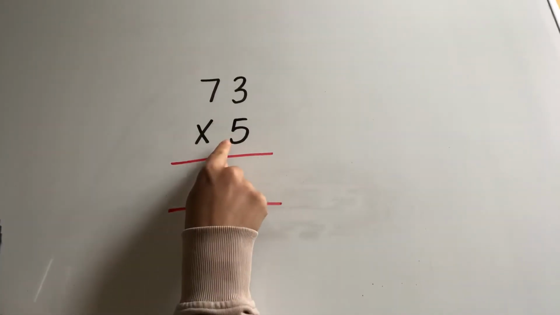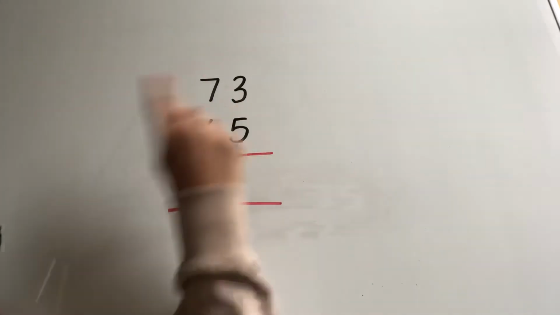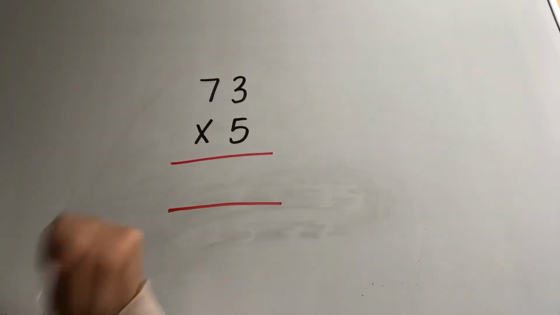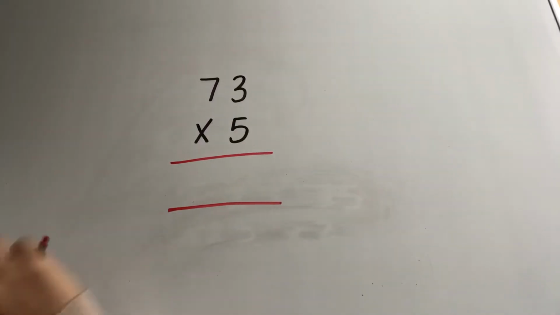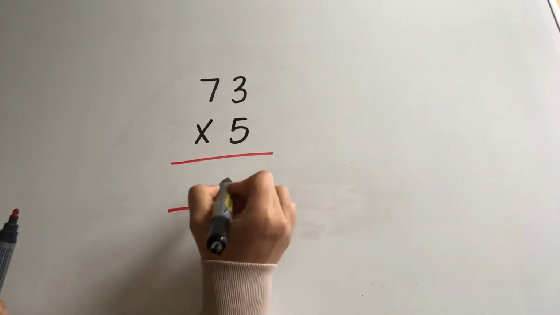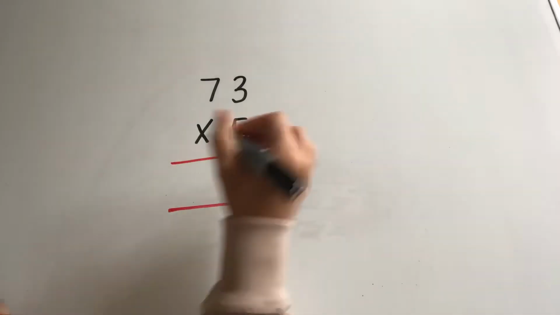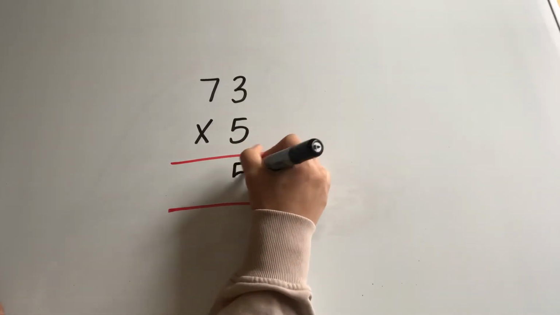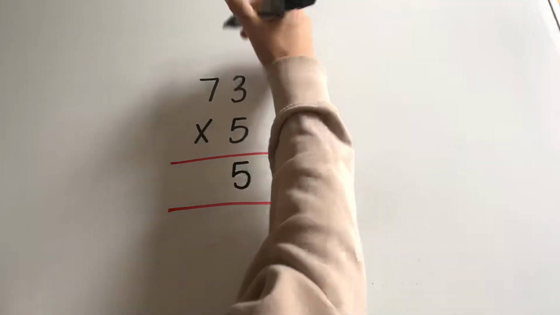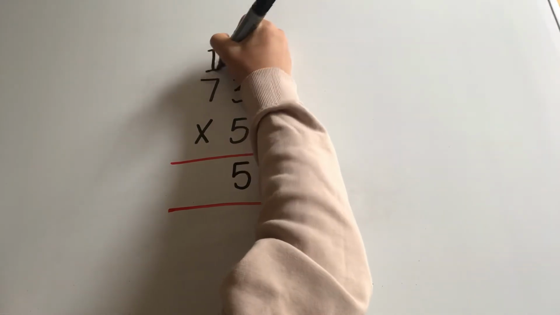So reading from bottom up, 5 groups of 3. So I'm going to skip count 5, 10, 15. Remember, we can't write the whole 15 down. We need to rename it. So 15 1s is the same as saying 5 1s. So I put that down and I carry my 1 10.